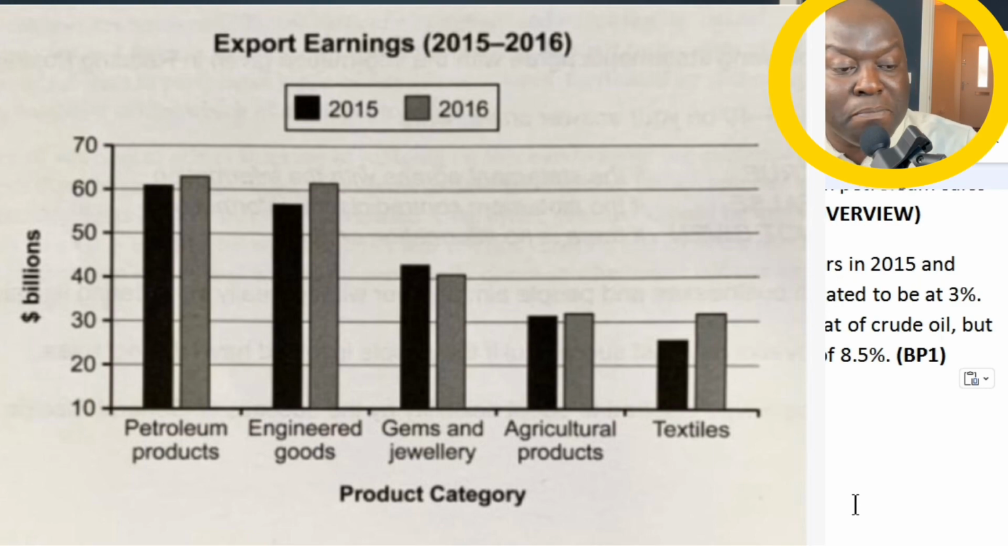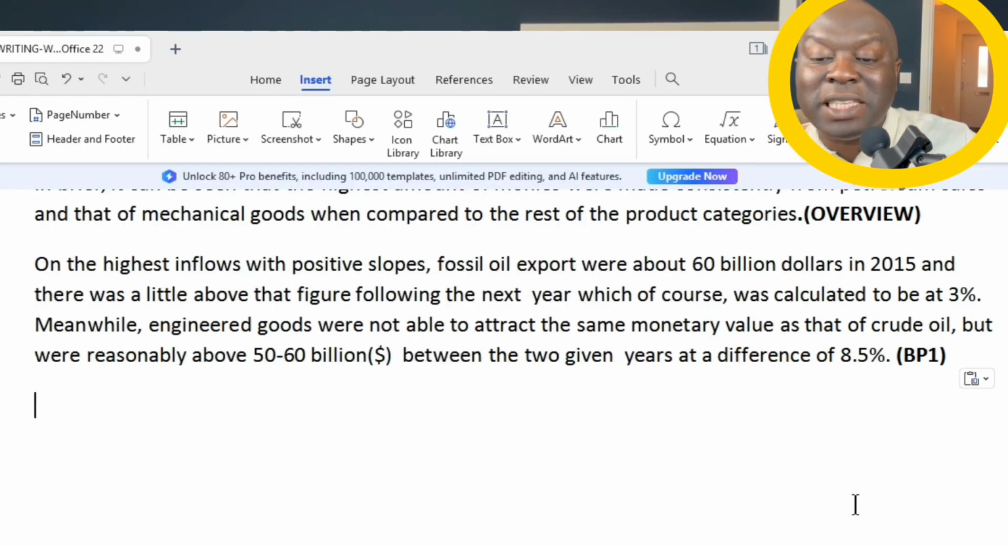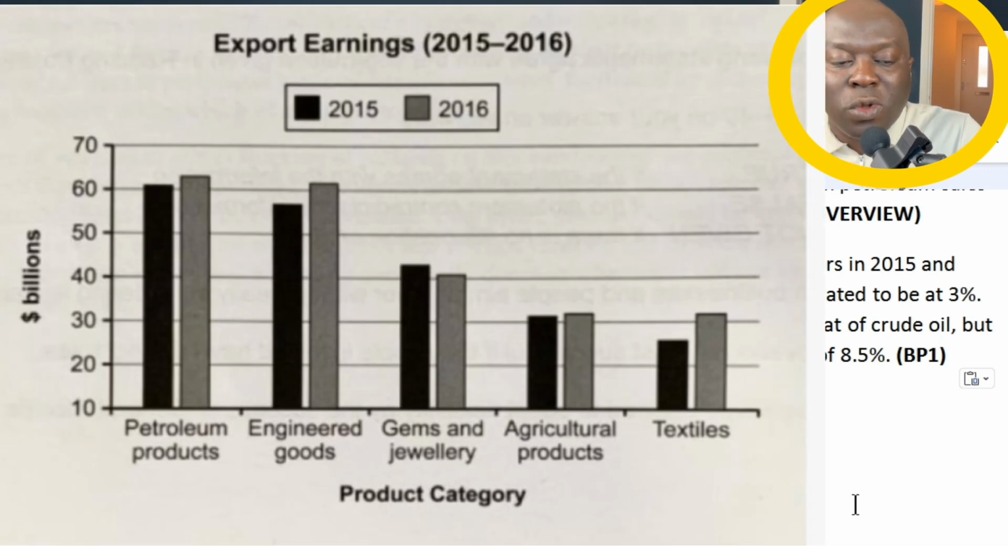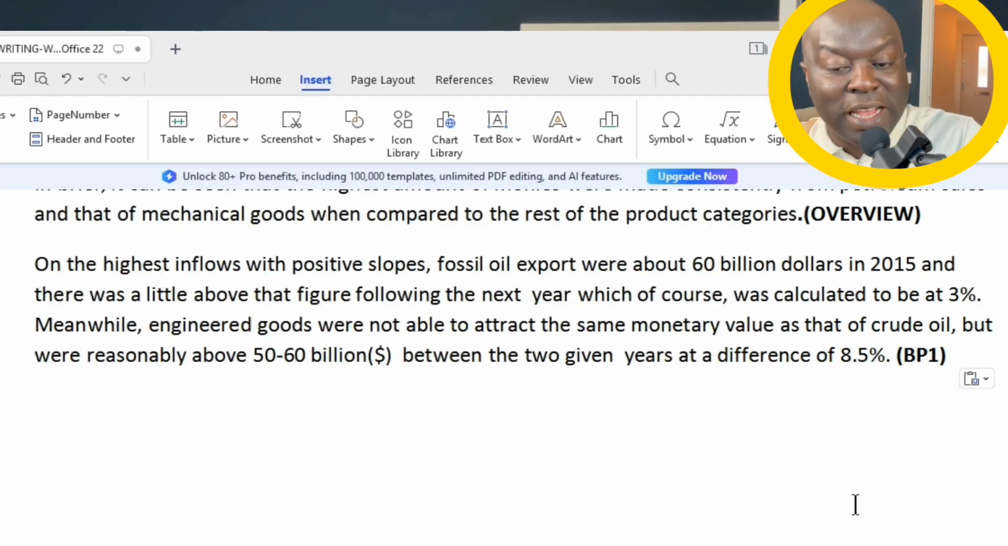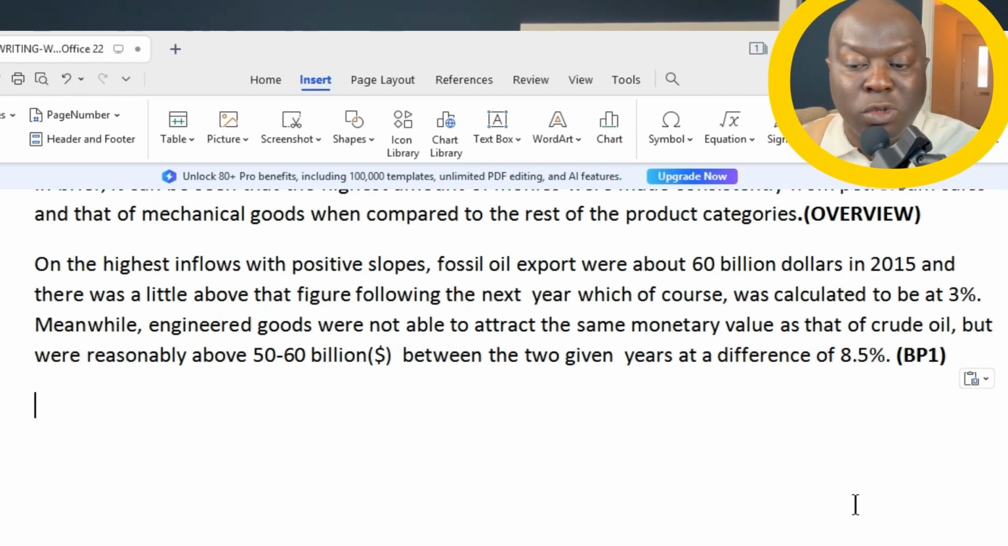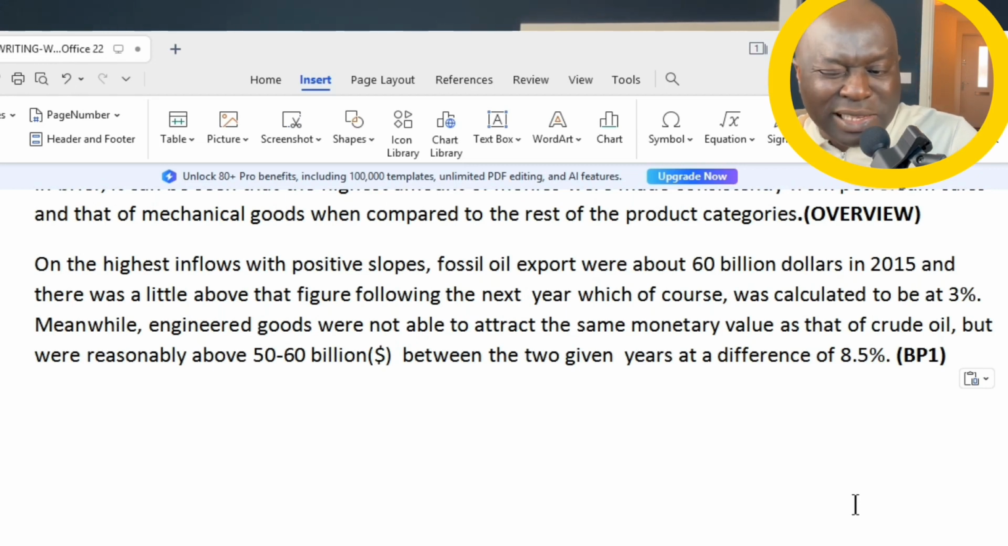I continue to say "meanwhile". Why do I say meanwhile? Because this second one, the engineered goods, almost follows the same pattern as the petroleum. So I said, meanwhile, engineered goods. In the first one, in the overview, I said mechanical. Now I called it engineered. The engineered goods were not able to attract the same monetary value as that of crude oil. But now I'm using a compound sentence. But we'll talk about that later.